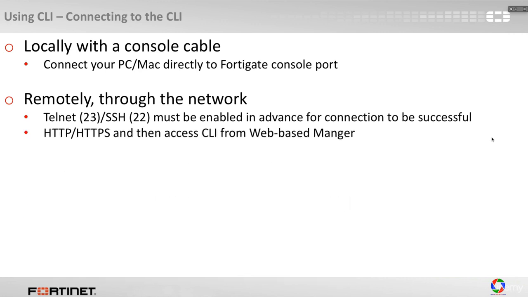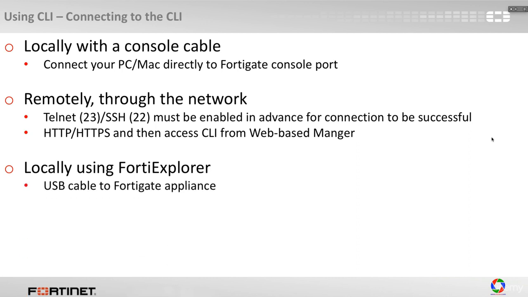The other one is to go to HTTP and HTTPS like we have just discussed, and then access the CLI from the web-based manager. If you remember, it was in the top right corner; clicking there, the web-based manager will just fire up a CLI connection for you. And locally you also have the opportunity to connect to the FortiGate, as we have talked about, with the FortiExplorer USB cable directly to the FortiGate appliance.